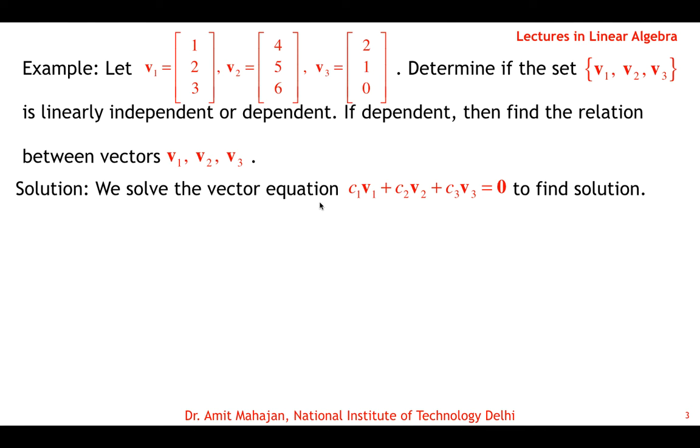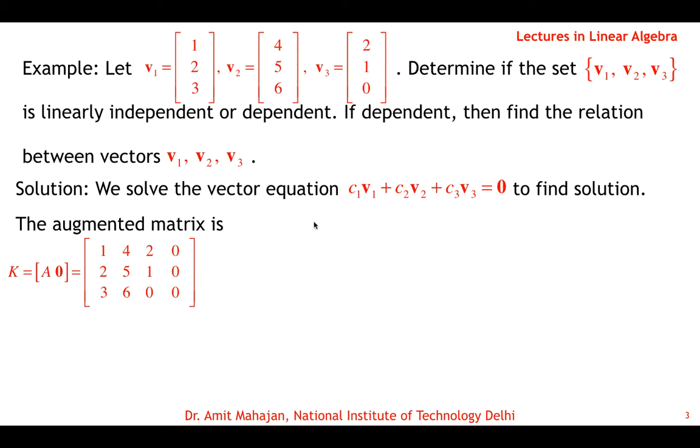Okay, so we know how to solve this. We can write the augmented matrix with the A matrix and 0 matrix, where the A matrix contains the vectors v1, v2, v3 as the columns, and 0 is the right hand side. So the augmented matrix [A | 0] is the column matrix of v1, v2, v3.